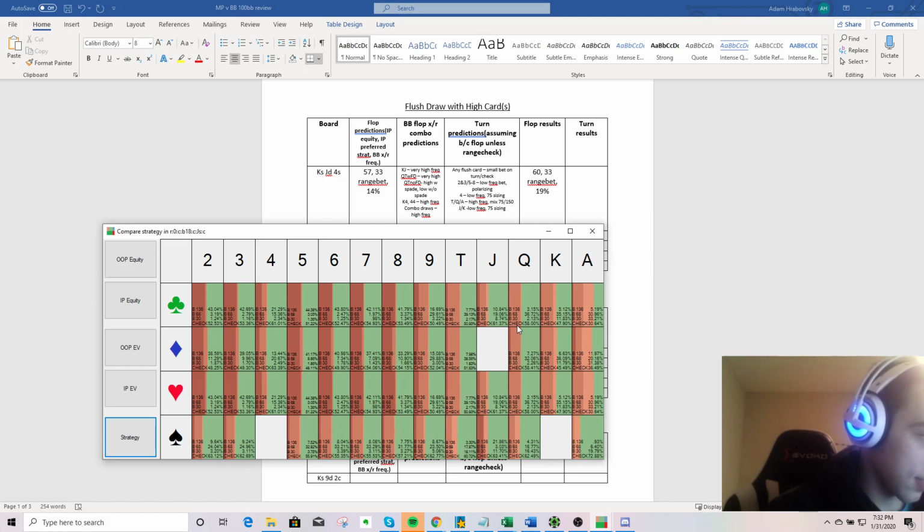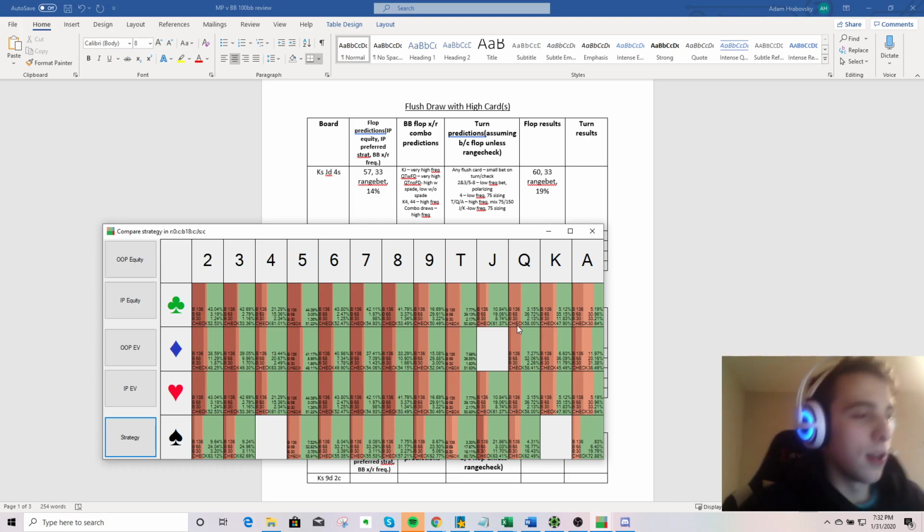Queen is the same exact thing as a 10 here, basically. Checking over half the time, and when we do bet, we're using the 75% pot. Kings. So any king, we're betting at a pretty high frequency, mixing between 30%, 33%, and 75%. And then using a lot more small betting on the ace.